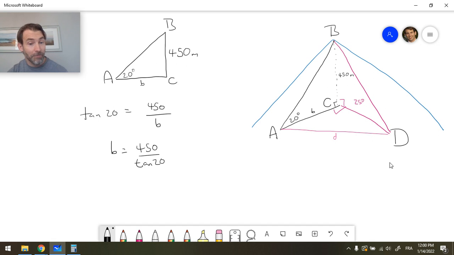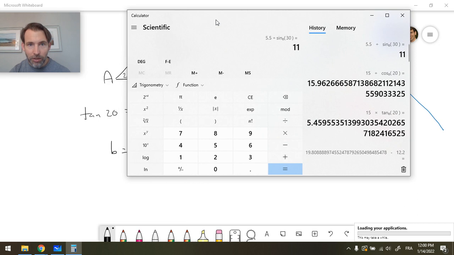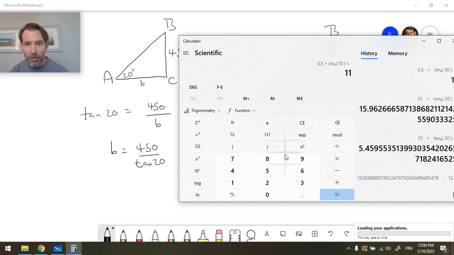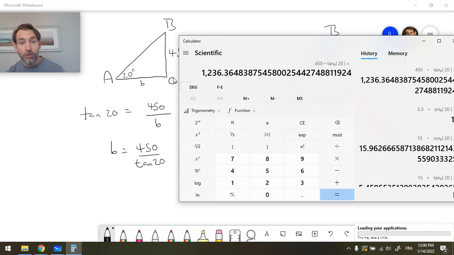Now I can punch that on a calculator, all right? Let's do it. So we're going to have our calculator. I'm going to move it out of the way so we can see our, where is it, the grabbable part. 450 divided by the tangent of 20. That's the tangent of 20. So I have that this is 1 kilometer and 236.3 meters. So 1236.